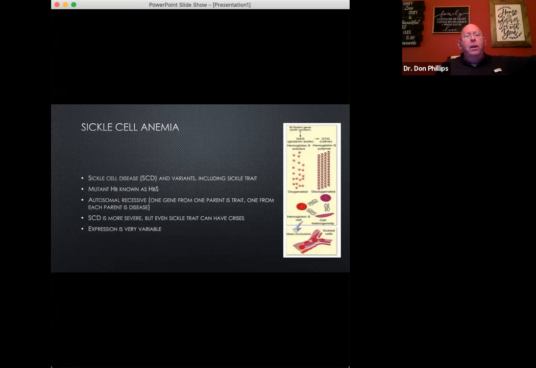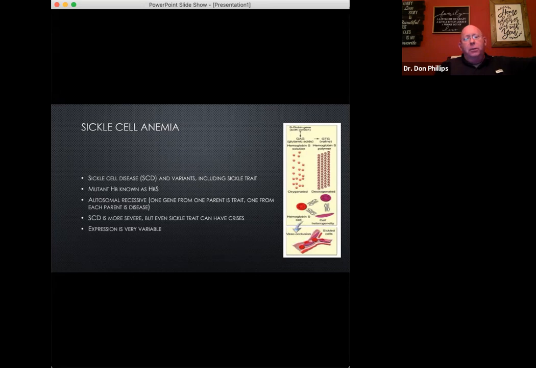Now, sickle cell disease is where they actually have the gene from both parents. You can see it's autosomal recessive. If you have one gene from one parent, then you have sickle cell trait. If you have one from each parent, then you have sickle cell disease. Instead of having regular hemoglobin, you have what's called hemoglobin S. As you can see in this picture, especially down in the bottom, there's a picture of a hemoglobin S cell that then turns a darker color and then becomes sickled. It kind of looks like a sickle shape, so kind of this sort of a shape.